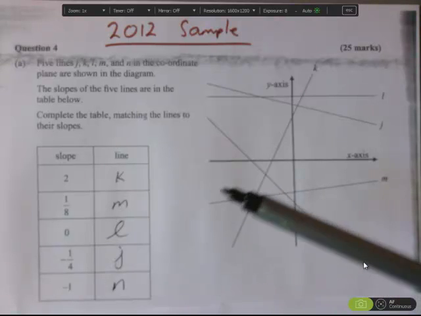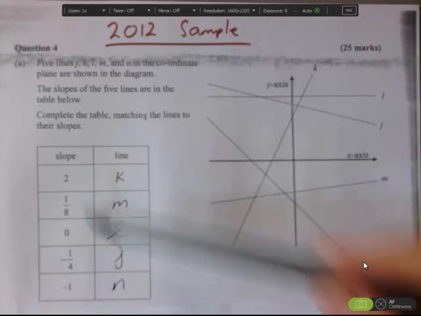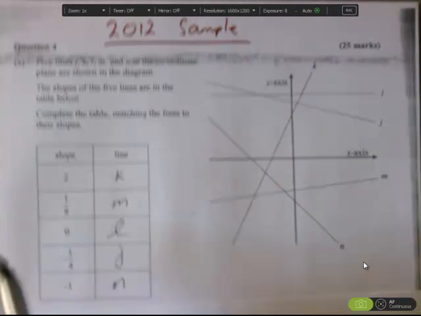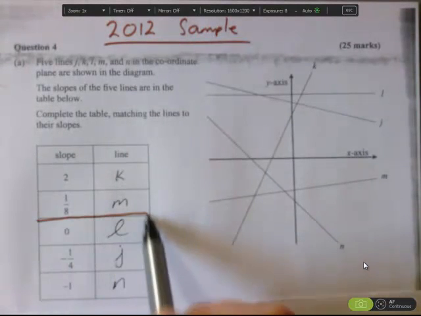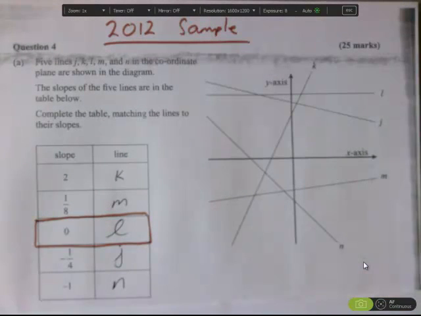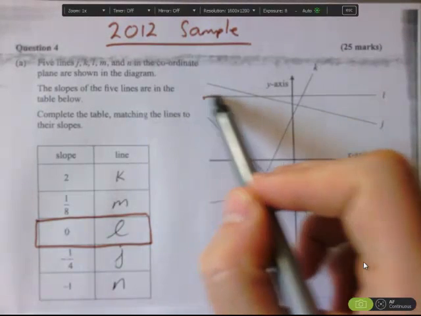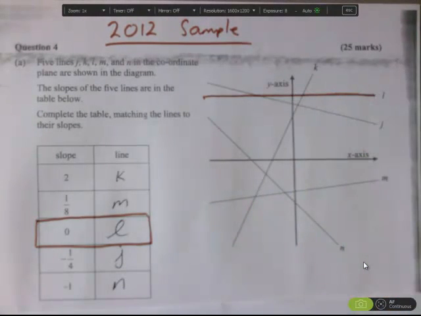What it does ask you to do is to match up the lines with the value of slope that you think it might go with over here. So, to me, the first and easiest one is this one here. A slope of 0 means that the line is flat. So that's L. So that's that one ticked off. That's sorted.